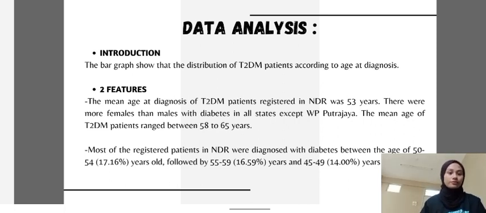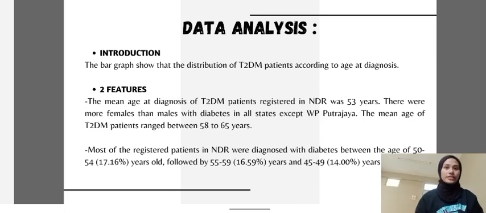Two figures from the bar graph. Firstly, the mean age at diagnosis of T2DM patients registered in NDR was 53 years. There were more female than male patients with diabetes in all states except Wilayah Putrajaya. The mean age of T2DM patients ranged between 55 to 65 years.